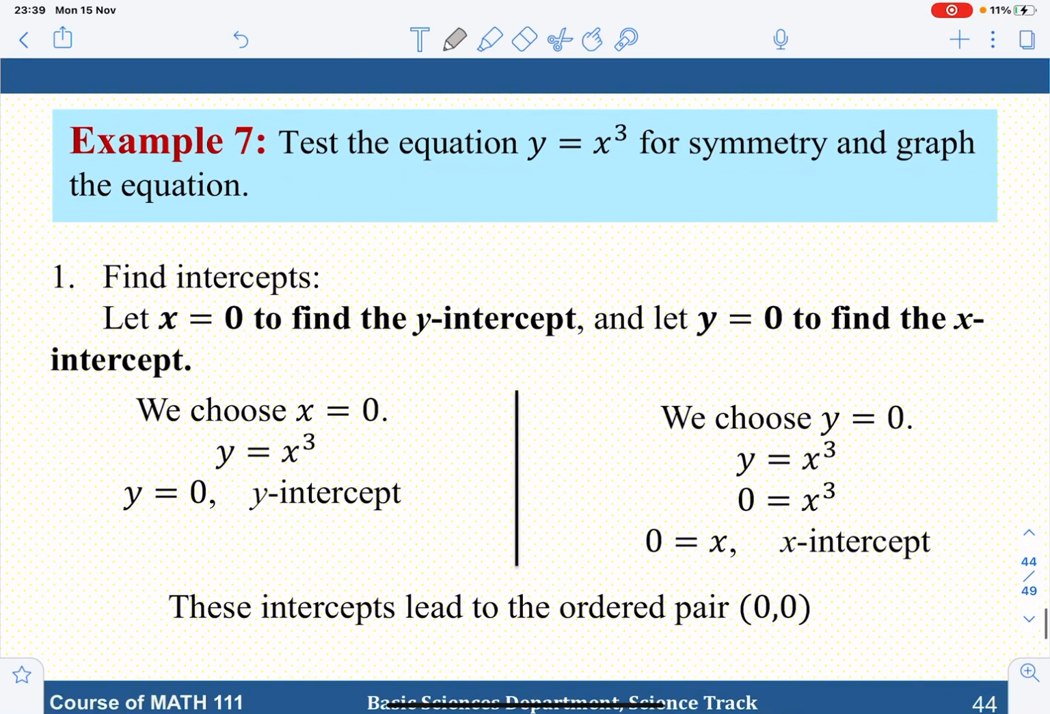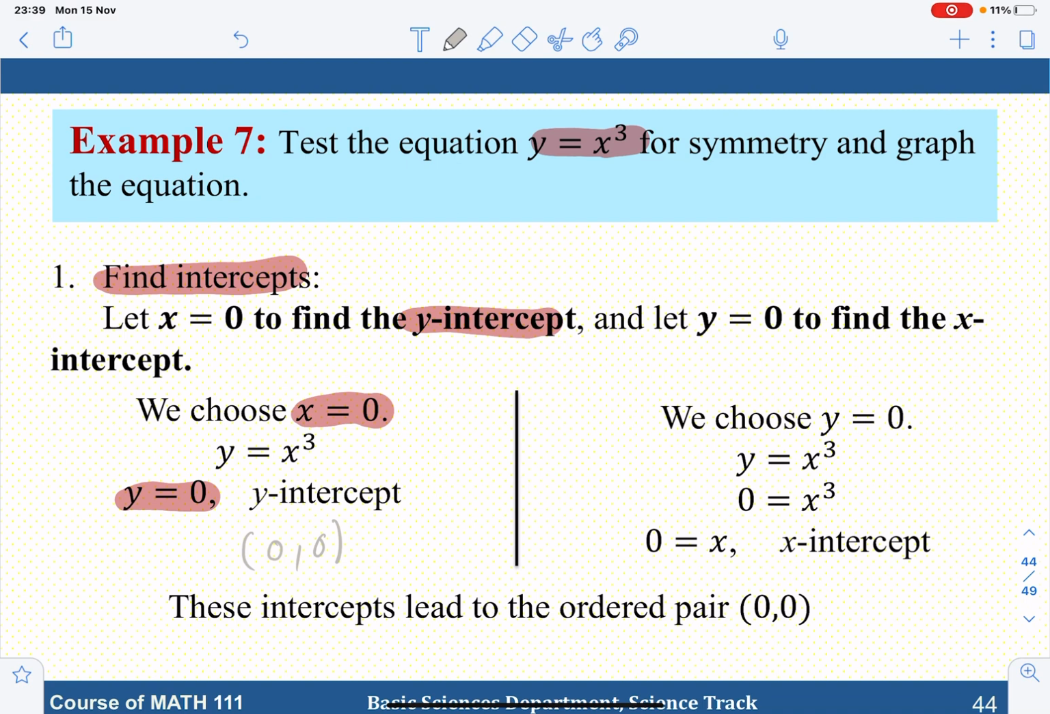Okay, in example 7, test the equation y equals x to the power 3 for symmetry and then graph it. The first thing we're going to do here is to find the intercepts. To find the y-intercept, we will set x equal to 0. So when x equals 0 in this equation, y equals 0. So the point that I have over here is 0 and 0.